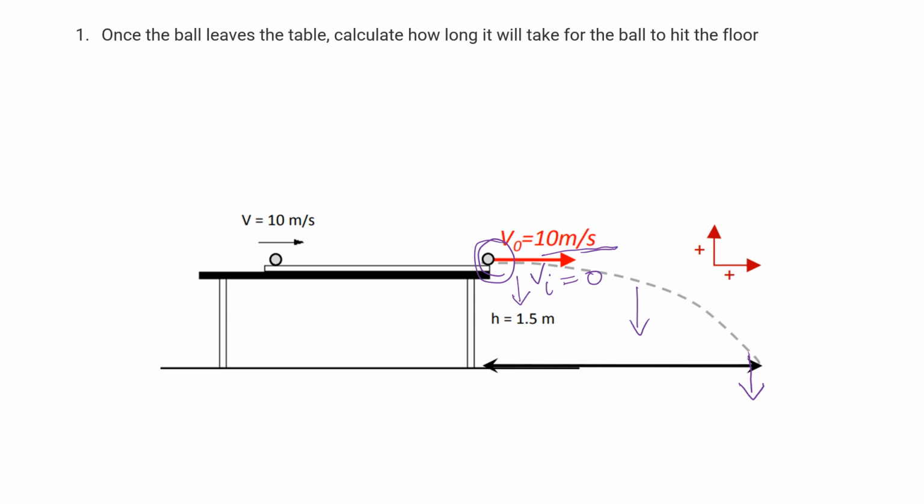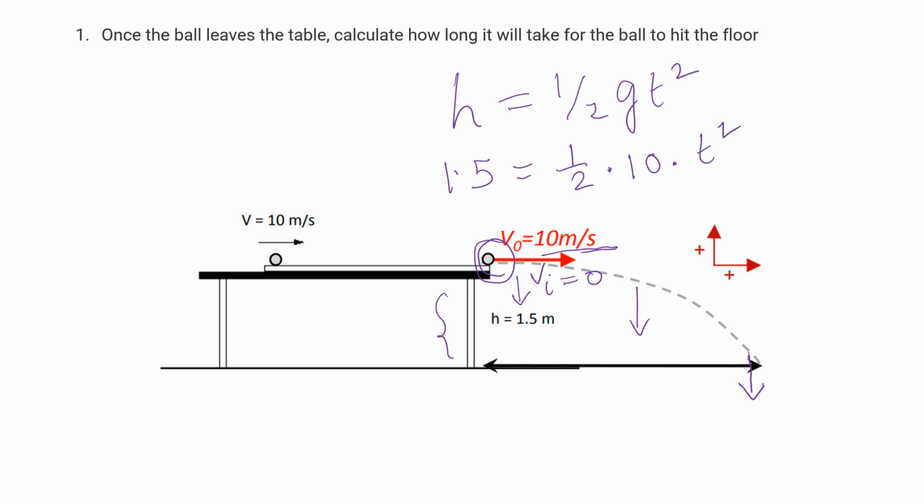Now, we know the height of the table is given to us, which is 1.5 meters. So what we can do is, we will be utilizing the height equation. So height can be written as 1/2 gt squared, from the equations of a projectile. Now the height is 1.5 meters, which should be equal to 1/2 times gravitational acceleration, which is 10, times t squared. And if we solve this equation, we can write 1.5 on the left hand side is equal to 10 divided by 2, which is 5, times t squared on the right hand side.